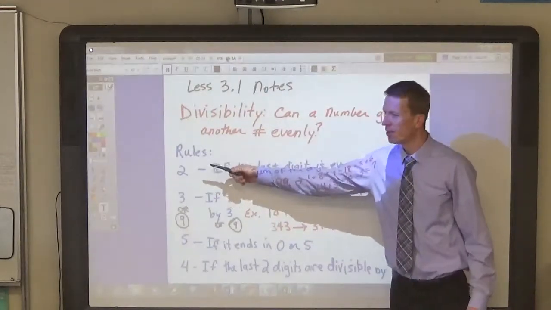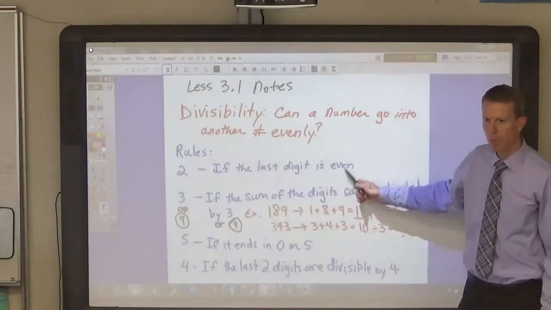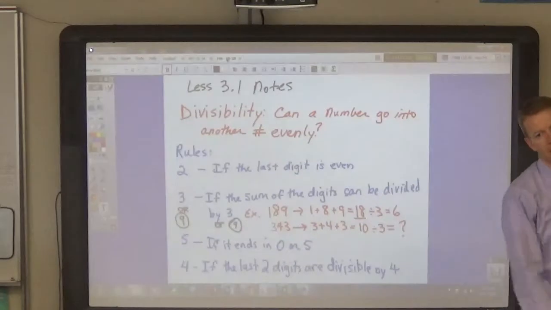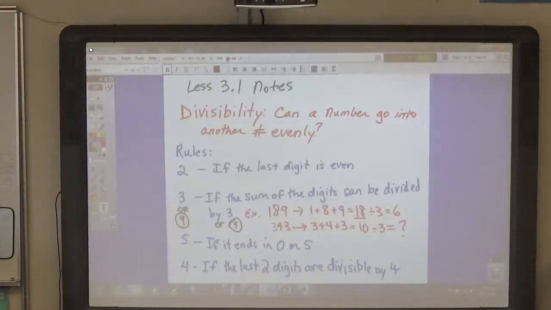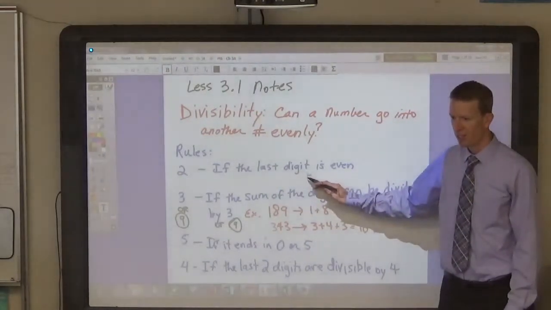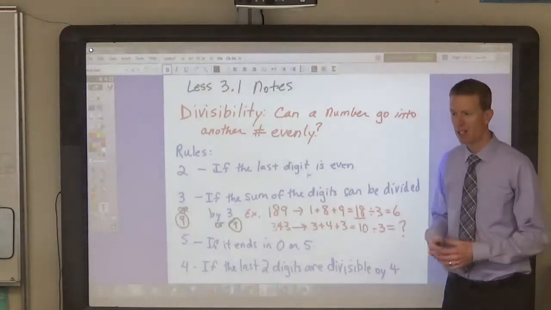So for example, certain numbers are divisible by 2. How do you know if they're divisible by 2? If they have an even number in them? Yeah, if the last digit is an even number. If the last digit in the number is an even number.